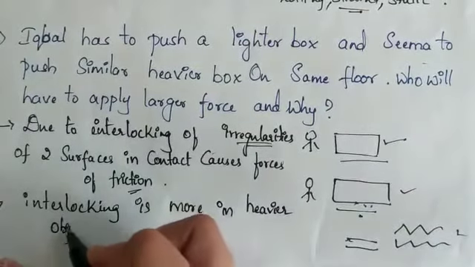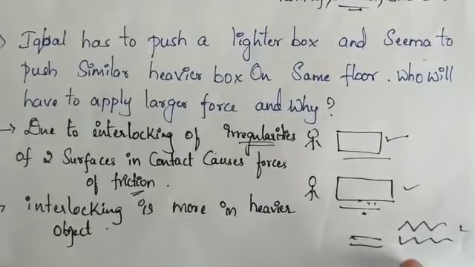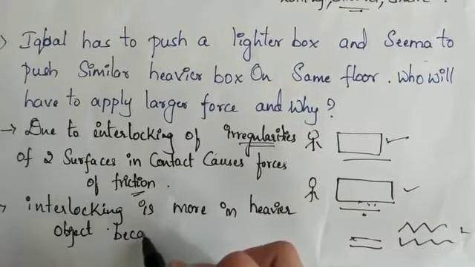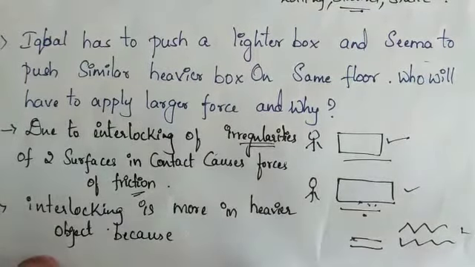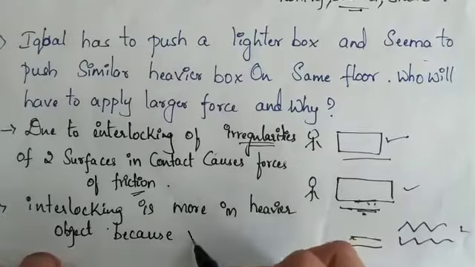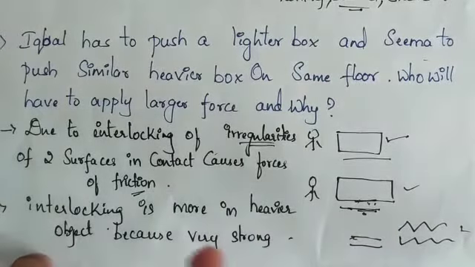Okay, interlocking is more in the case of a heavier object compared to a lighter object. Why is interlocking more in a heavier object? Because a heavier object is pressed harder. That means the contact between the heavier object and the surface is very strong. So the point I can write is: interlocking is more in case of a heavier object.